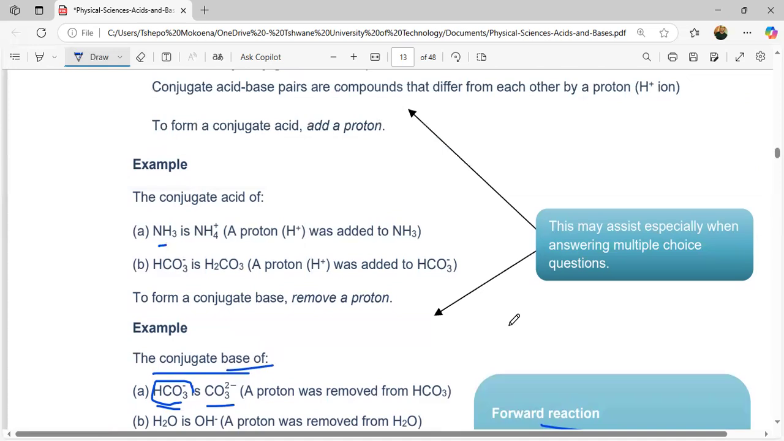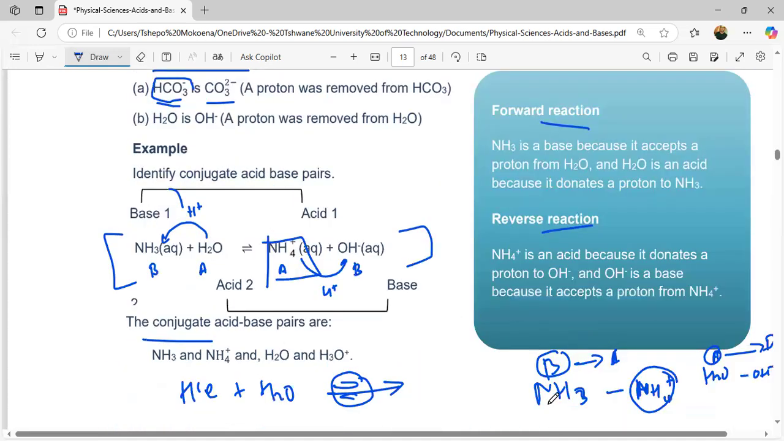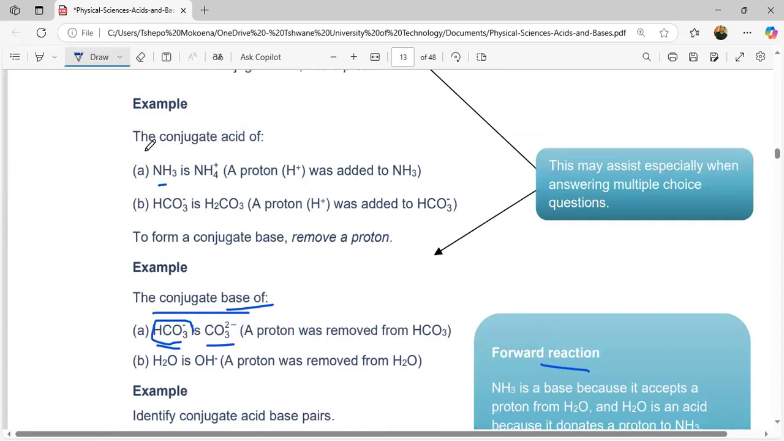Here's ammonia. I told you this is what we did over here. I said this is a base. Ammonia is a base. Its conjugate acid is the NH4 plus ion, which is here. If they say determine the conjugate acid of ammonia, it's going to be this one. This is the conjugate acid of ammonia, because ammonia is a base and we are looking for its conjugate acid.